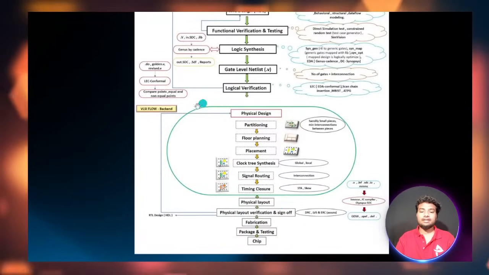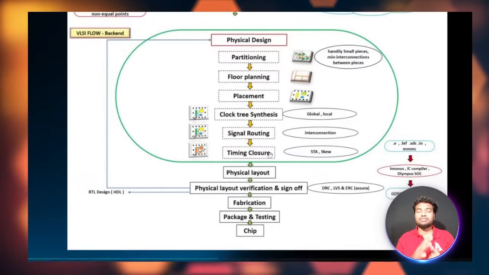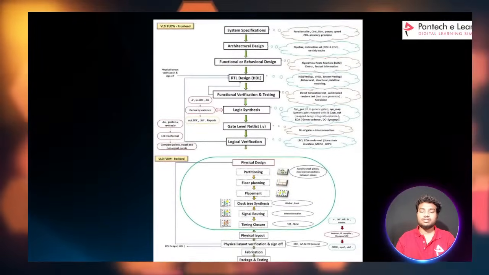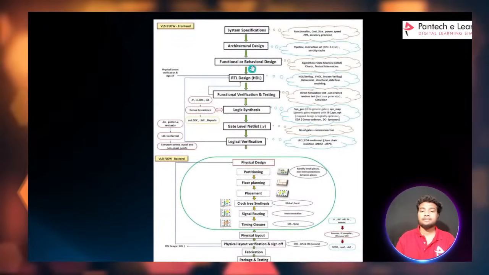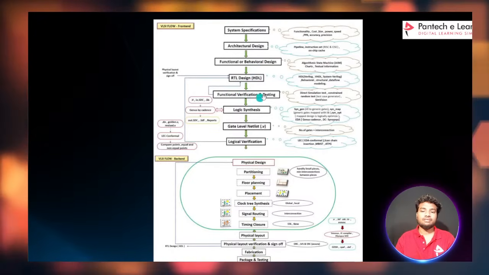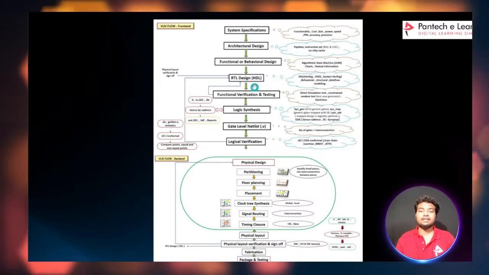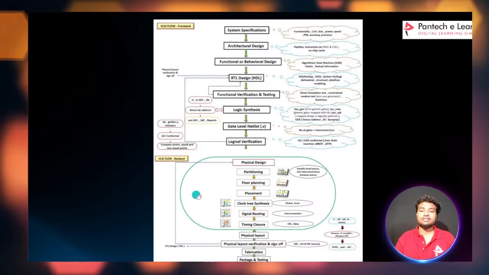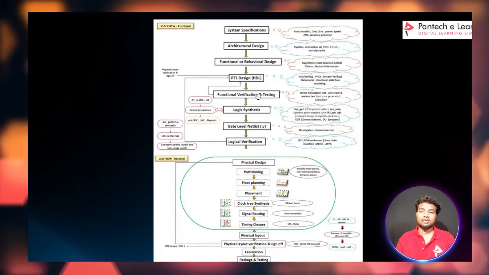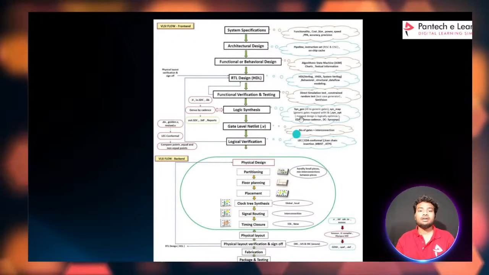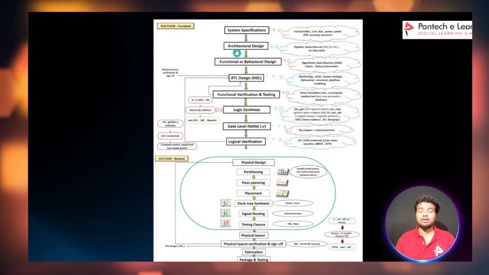So the backend engineer department has a lot of domains, a lot of stages. Like if you are seeing this: system specification, architecture design, functional verification, RTL code, functional verification testing, logic synthesis, these are not just stages. These are the engineers. Each and every stage has an engineering domain. So these are the domains we have, the design front-end engineer in VLSI. So it has a lot of job opportunities.